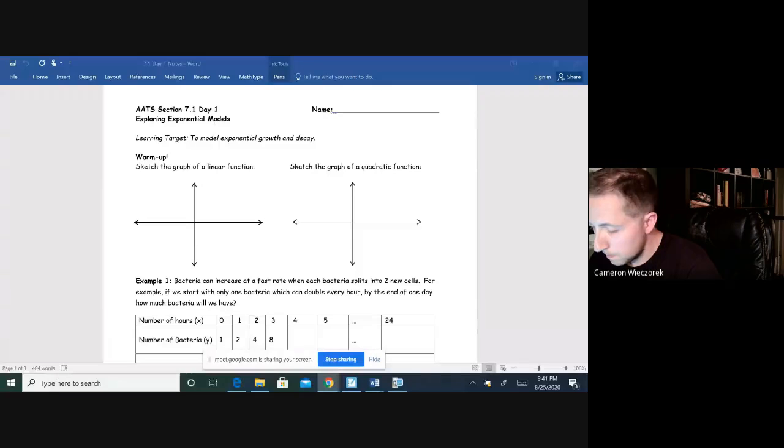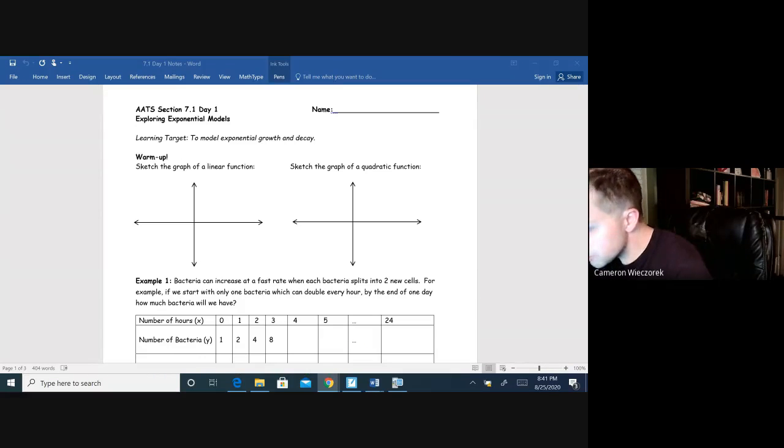We want the Word document. Okay, so you should see the Word document on my screen. So section 7.1 day 1 is on exploring exponential models.